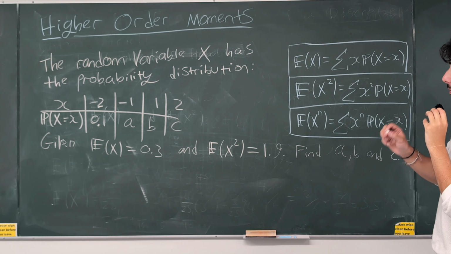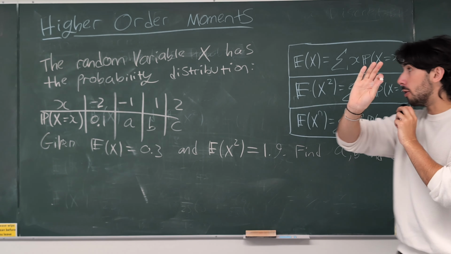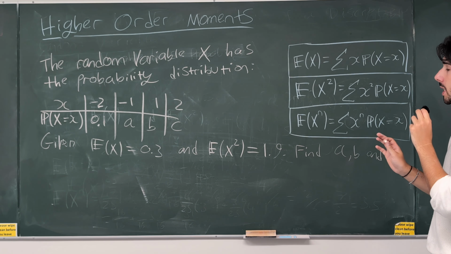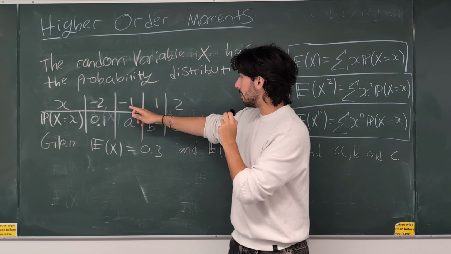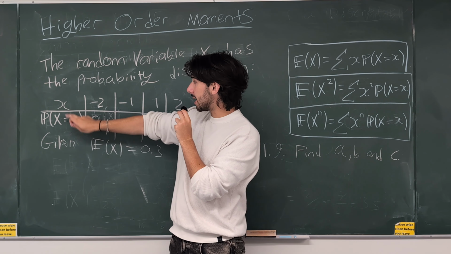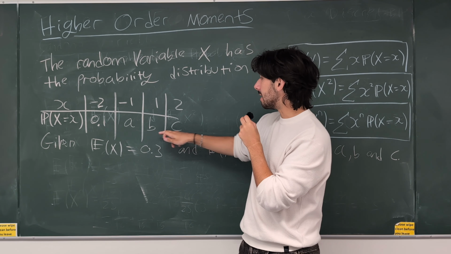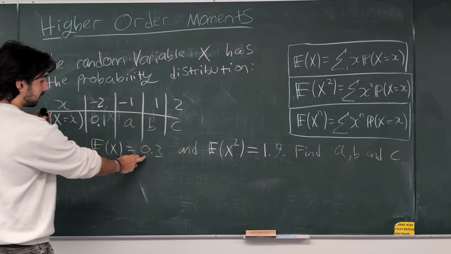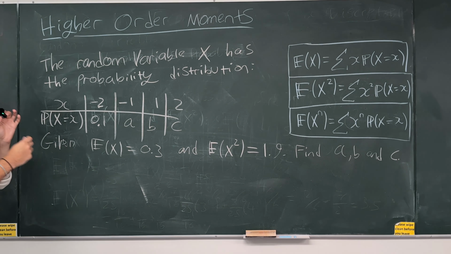Okay guys, last example question in this one. I do apologize for some of this maybe being a little bit illegible. This is my chalk, it is running low. I might have to change to blue in a second, but a random variable x has the probability distribution there. So just to read it to make sure there's no ambiguities, x is -2, -1, 1 and 2. And the probability of the random variable x taking each of these values is 0.1, a, b, and c. The question is, given that the expected value of x is 0.3 and the expected value of x squared is 1.9, find a, b, and c.